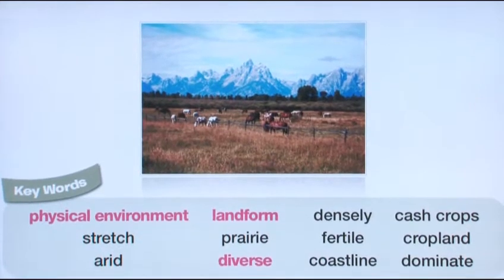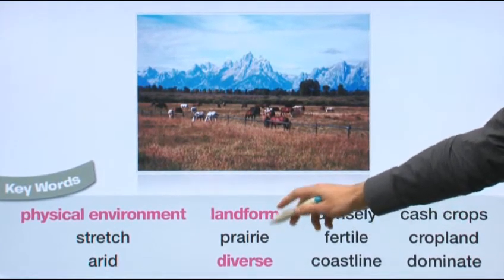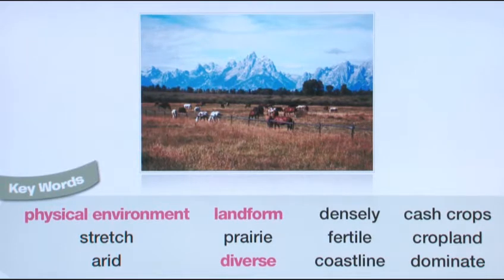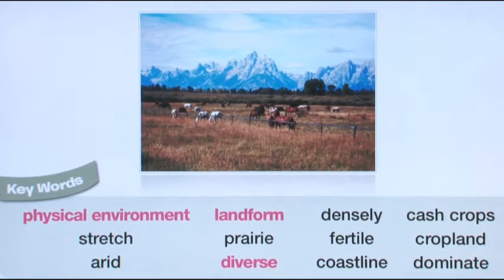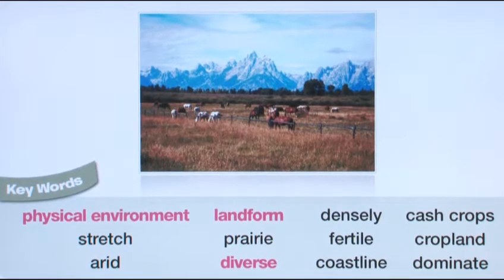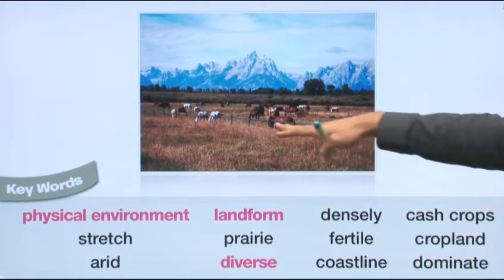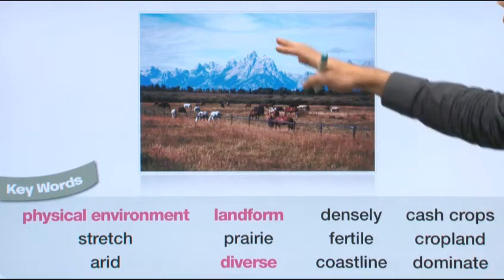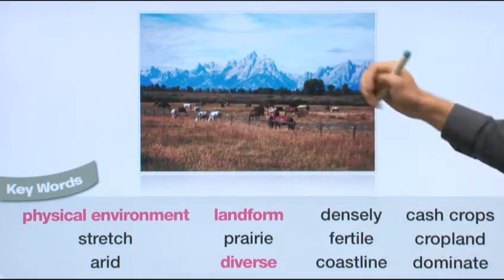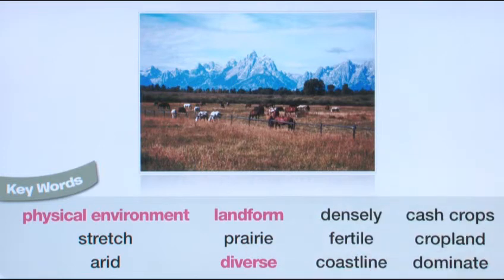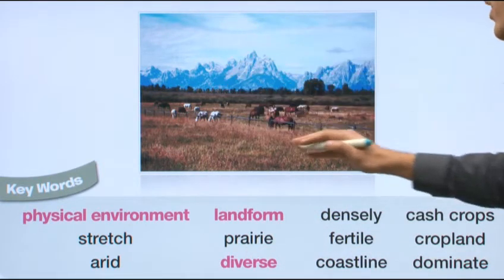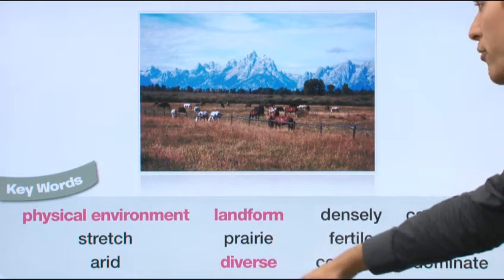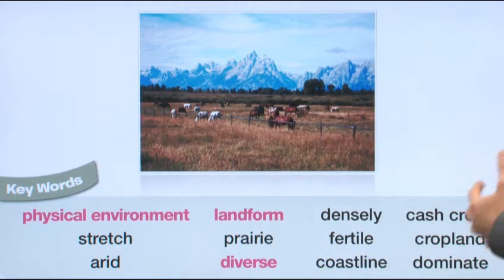Now, we see a number of landforms here, landforms such as the mountains in the background. The landform is the way the land or the earth is sculpted, whether it is very flat, like we see here, or very rigid, like the mountains. Now, there are a diverse amount of landforms. We have very rigid ones and very flat ones.